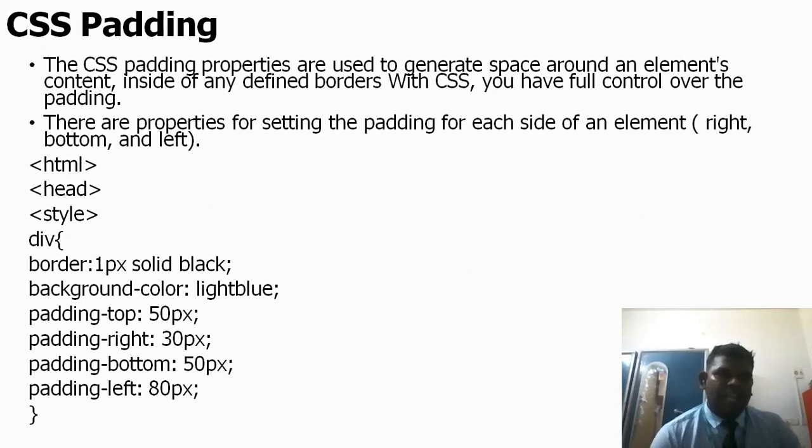This is CSS padding. The CSS padding properties are used to generate space around an element's content, inside of any defined border. With CSS, you have full control over the padding. There are properties for setting the padding for each side of an element: top, right, bottom, and left.